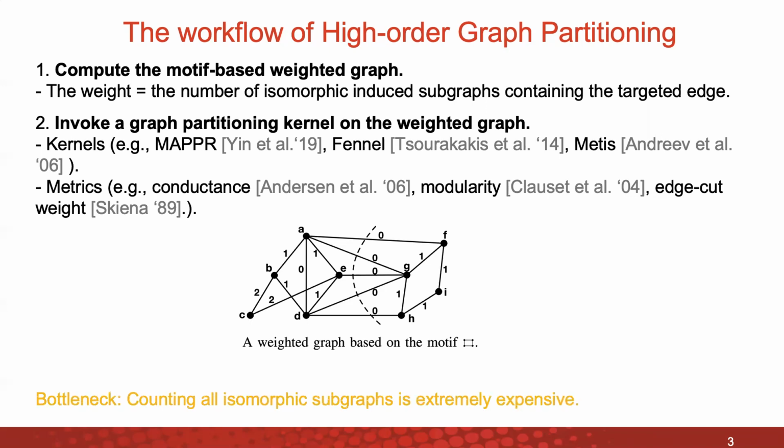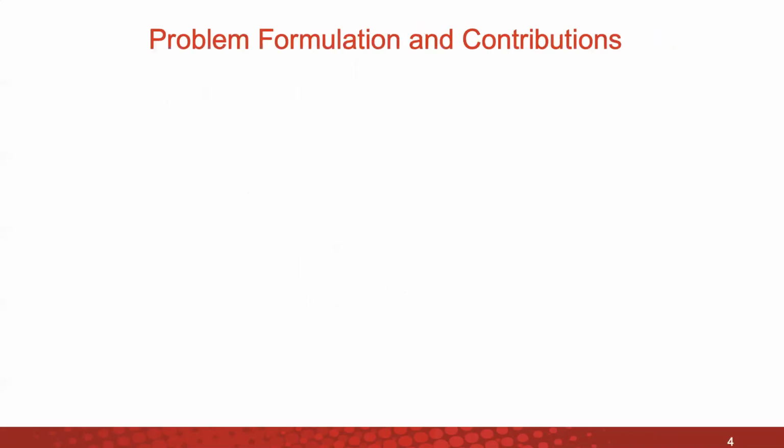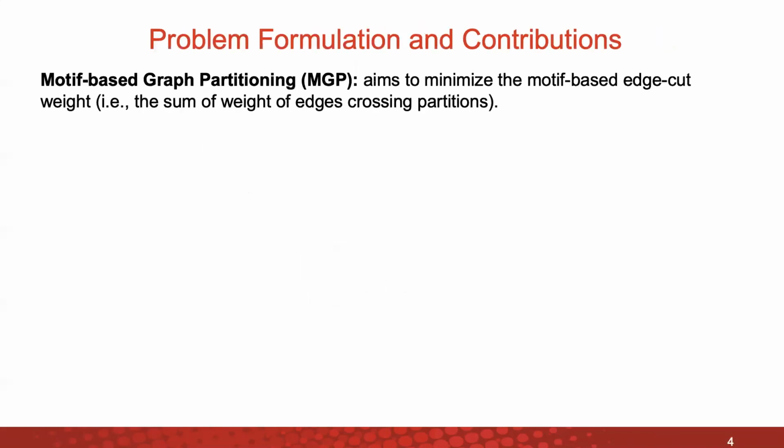Existing methods suffer from an efficiency bottleneck, as the first step needs to enumerate all isomorphic subgraphs. In this paper, we study minimizing motif-based weight of crossing edges. To avoid exact subgraph enumeration, we propose two sampling approaches, SMGP and SMGP+.